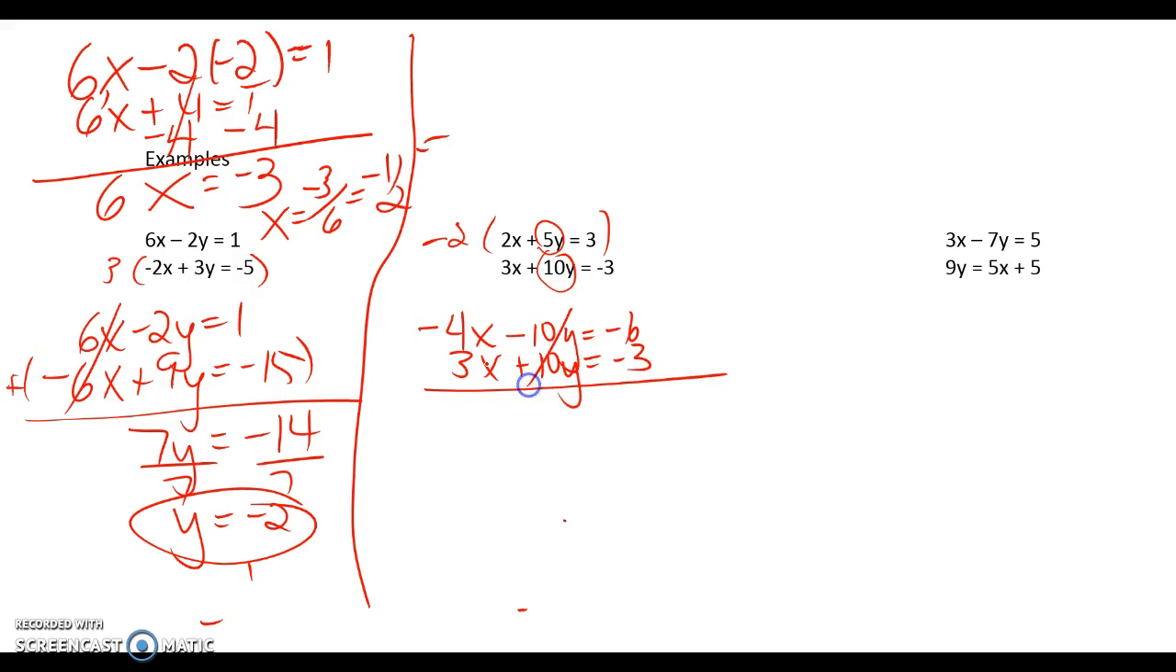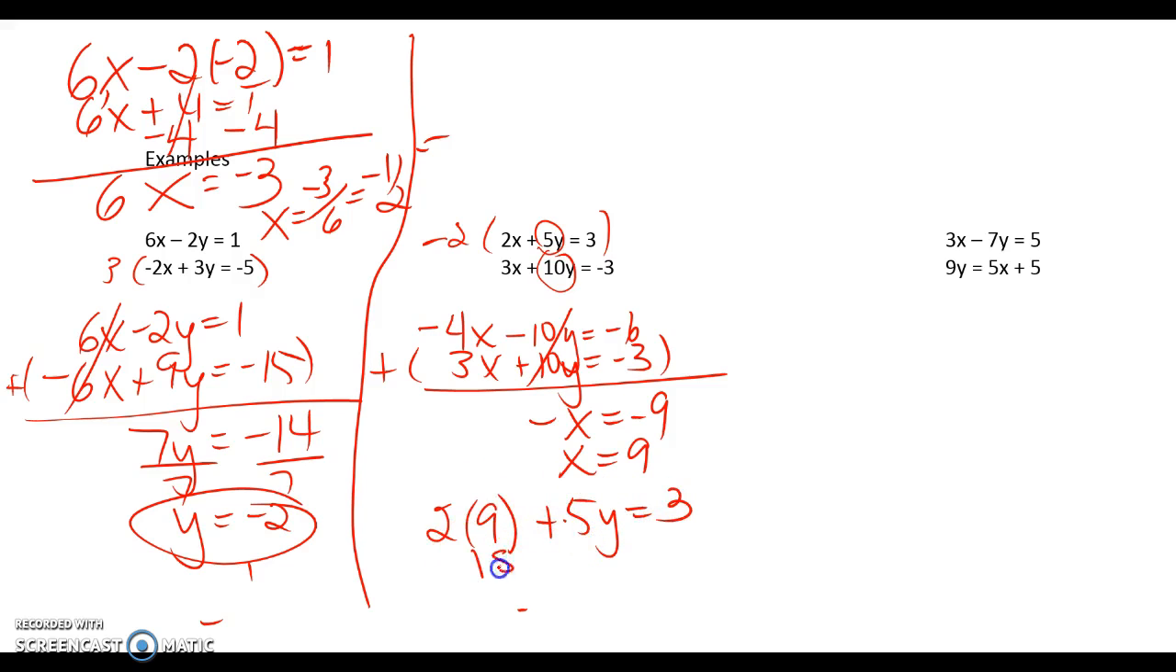All right, those will zero out. We're adding this. Negative 4 plus 3 is negative x equals negative 9. X equals 9. Let's plug back in here. 2 times 9 plus 5y equals 3. 18 plus 5y equals 3. Subtract 18. Subtract 18. 5y equals negative 15. Y equals negative 3. So my answer should be, I believe, 9, negative 3.